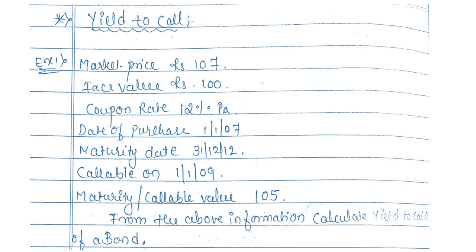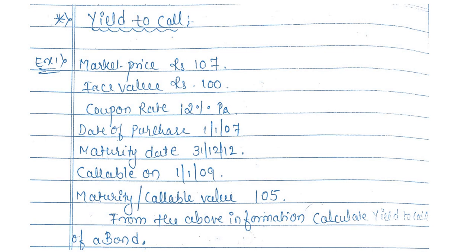So in today's class, we are going to solve the problems on how to calculate the yield to call. In the last class, we discussed how to calculate the current yield and yield to maturity. In today's class, we are going to start with the yield to call. First we'll see the example.